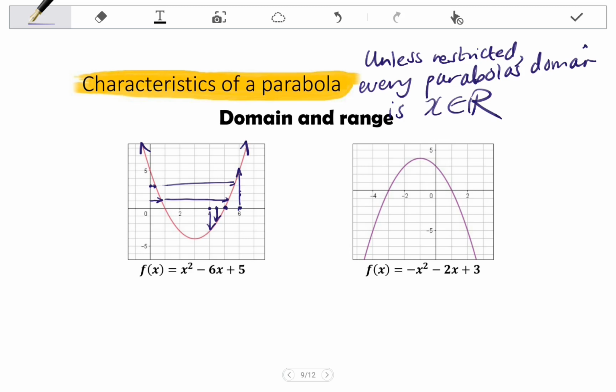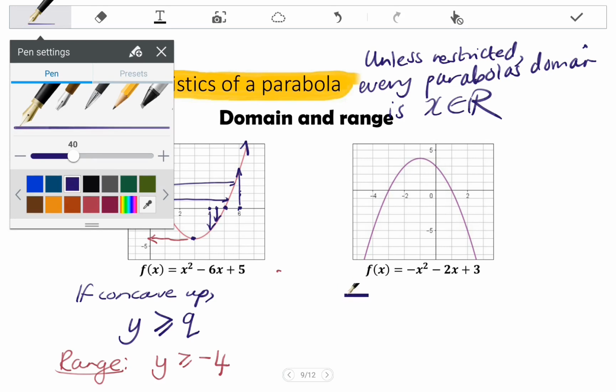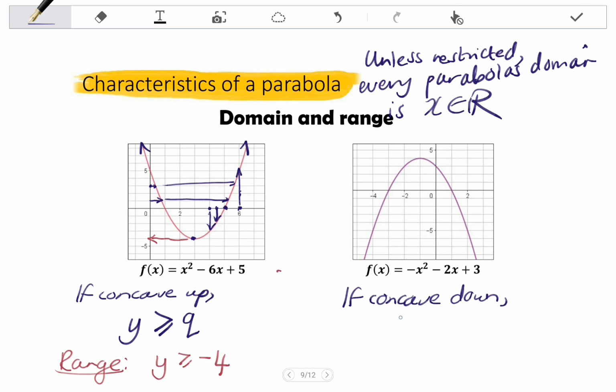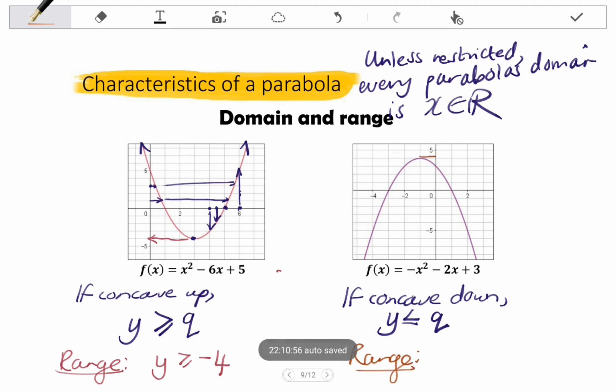Now if I have a concave up graph, then the range will be y is greater than or equal to the y-coordinate of the turning point, which is my minimum value. So in this case, specifically for this graph, my range is y is greater than or equal to the y-coordinate of the turning point, which is -4. In general, if my graph is concave down, which happens when my a value is negative, then y will be less than or equal to the y-coordinate of my turning point, which is represented by q. So specifically for this graph, my range is y is less than or equal to the y-coordinate of my turning point, which is +4.